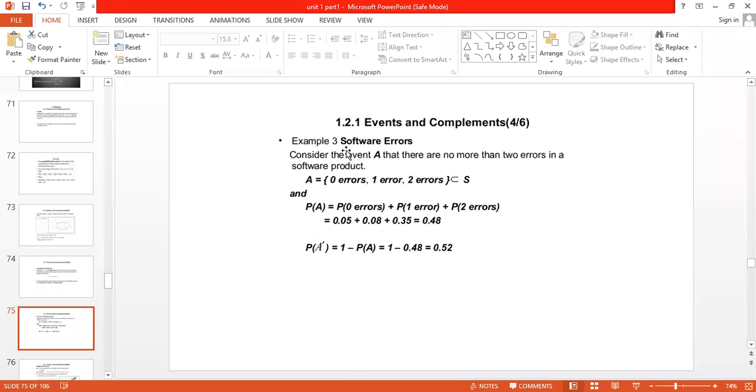Okay, now for example, what is A here? A has 0 errors, 1 error, 2 errors. Now what is probability of A? Probability of A is probability of getting 0 errors, plus probability of getting 1 error, plus probability of getting 2 errors. What is probability of A complement? It is just 1 minus probability of A. So from that we get probability of A complement will be 0.52.